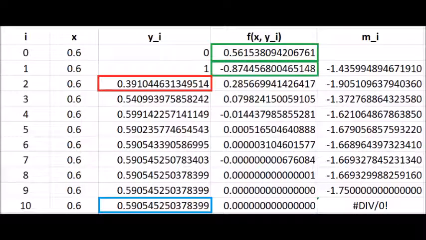Use the equations for the secant method for every other row in the table. By the 10th row, we have converged on y equals 0.59. That is boxed in blue. Once more, I encourage you to make this table for yourself and compare your numbers to mine. Then use a different y0 and y1 to find the left root.